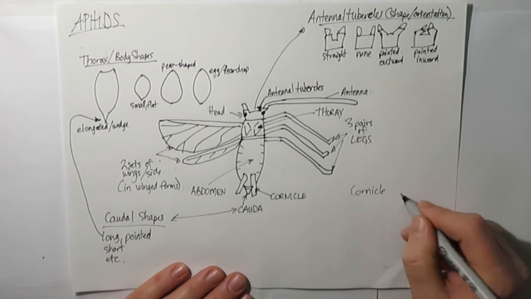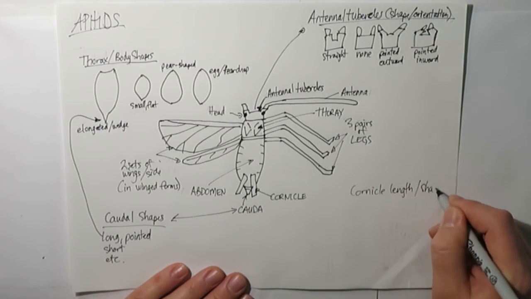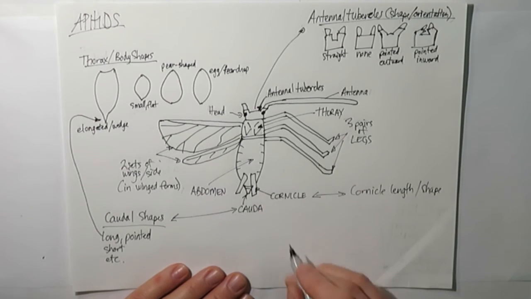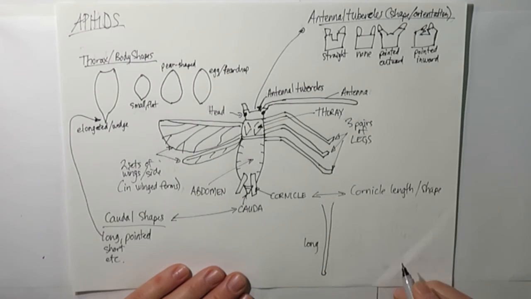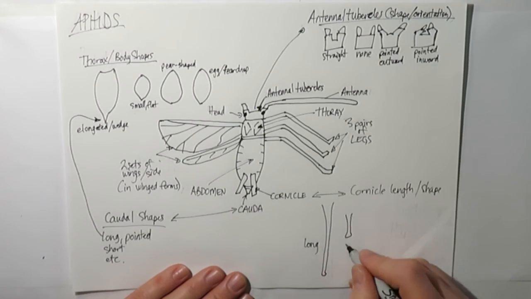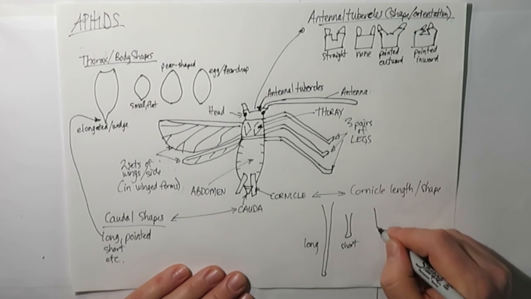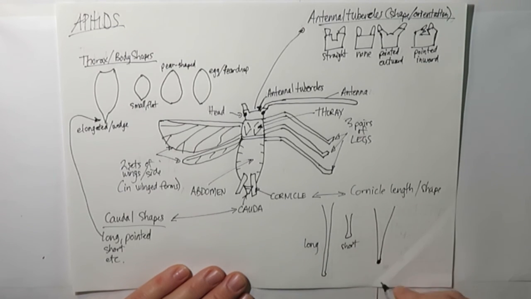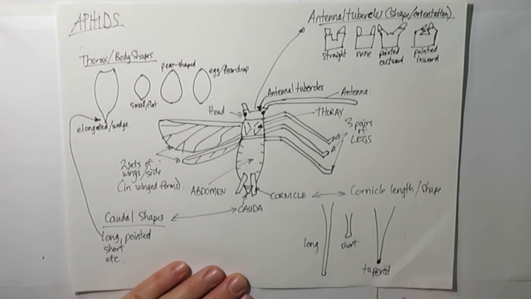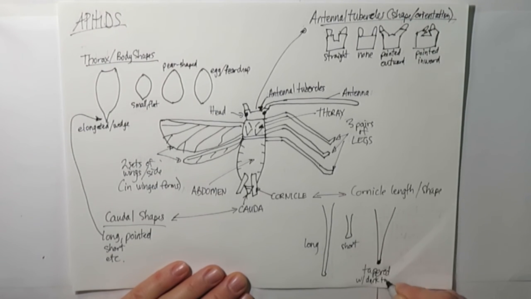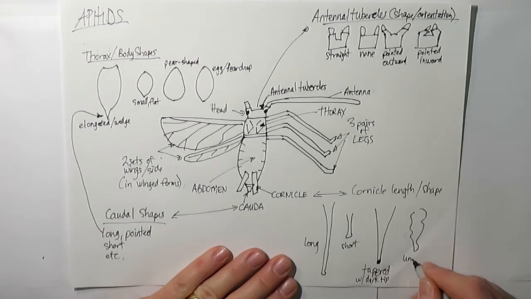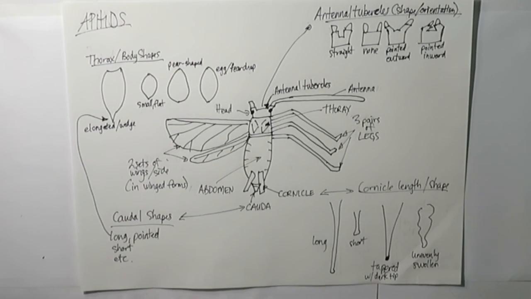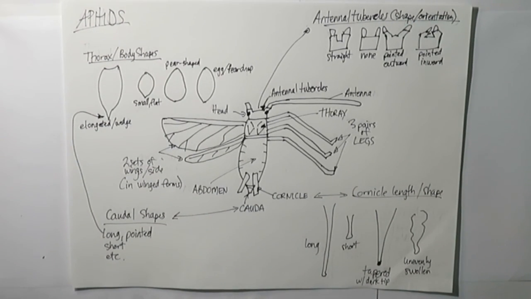If you look at the cornicles themselves, there can be quite a bit of difference between them, both in their length and in their shape. There are, of course, two of them on the back end of the aphid. They can be long, they can be short, and almost not visible. You can have ones that are tapered with a dark tip, like a foxglove aphid. Or you can have ones that have some irregular swellings or are unevenly swollen. Using these differences, you can tell the differences between different species of aphid.